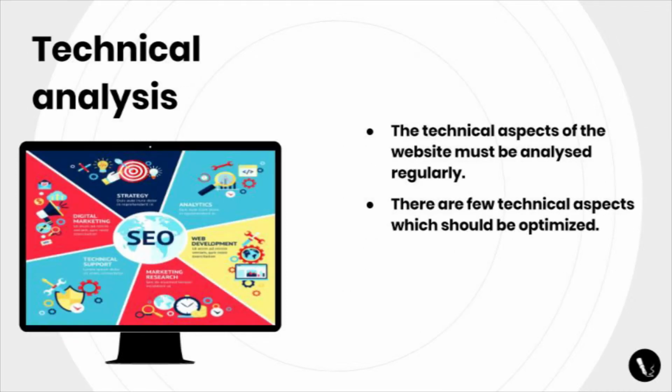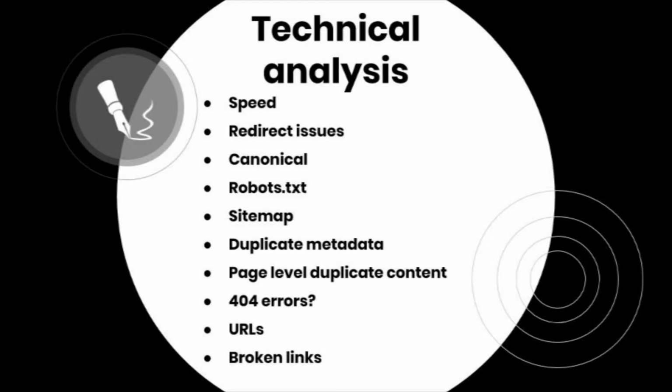Technical analysis. When you start an audit, the technical aspect should be the first one you look at. It is used to find out whether the website is working or not, or if there are any technical problems within the site. They lay the foundation for all the other things that you do. If the technical aspect is bad, then it completely affects the whole website. The major technical aspects which should be looked upon are speed, redirect issues, canonical, robots.txt, sitemap, duplicate metadata, page level duplicate content, 404 errors, URLs, broken links.